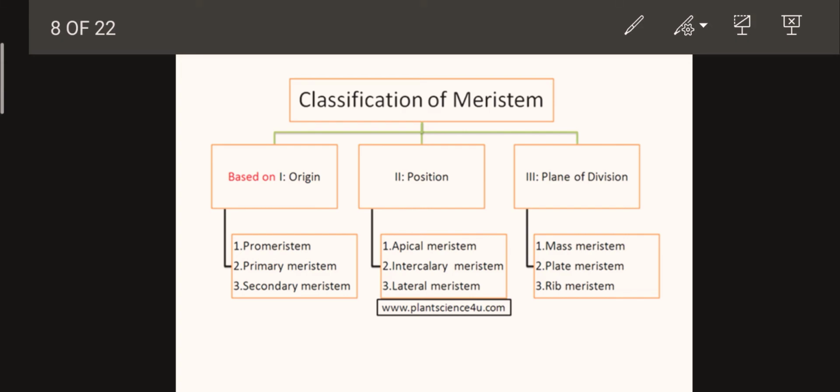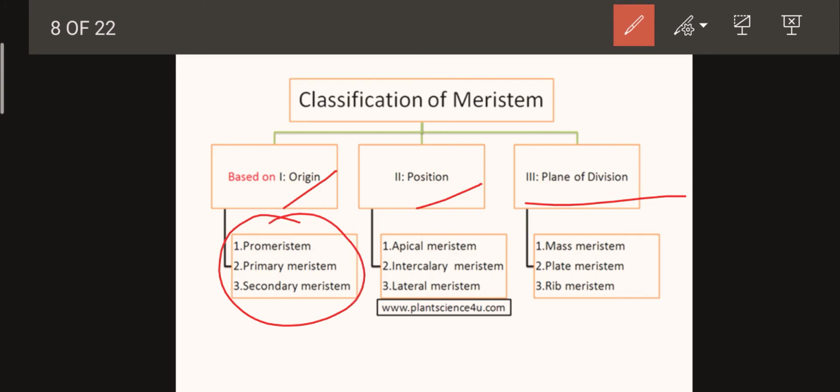This is a classification of meristem based upon origin, position and plane of division. Depending upon the origin, there are three types of meristems: promeristem, primary and secondary meristem. Primary meristem constitutes the RAM and SAM, root apical meristem and shoot apical meristem in abbreviated form, and secondary meristem includes the cambium ring of the stem and root. And depending upon the position, it is apical, intercalary and lateral meristem.